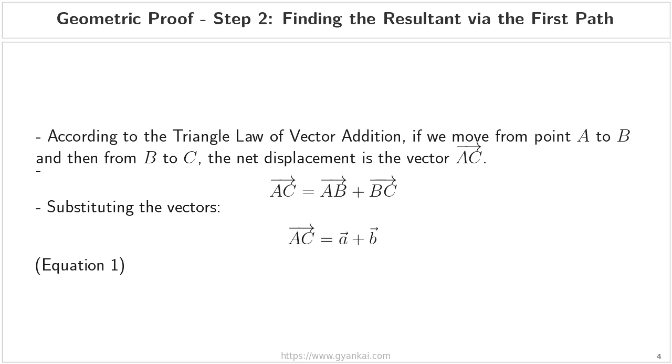Now, if we substitute the specific labels we defined in the previous slide, where vector AB is vector A, and vector BC is vector B, we get the simplified expression. Vector AC equals vector A plus vector B. We will refer to this as equation 1, and we'll need to compare it to a second path in just a moment.